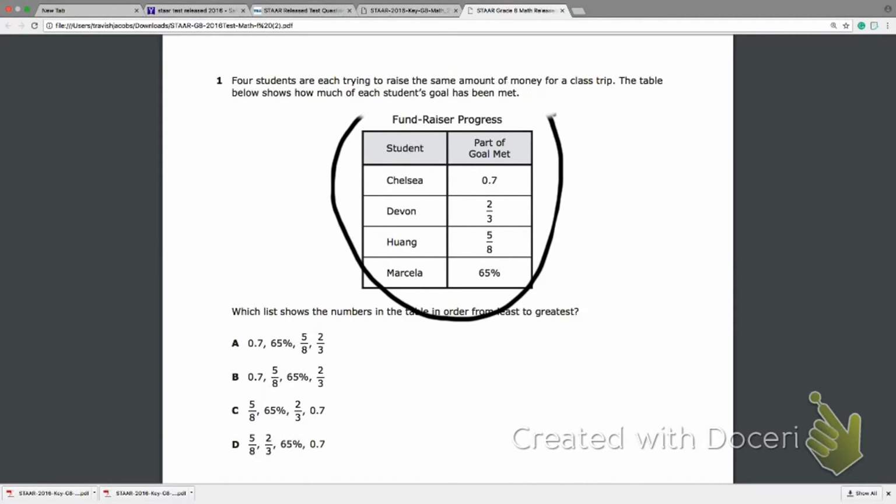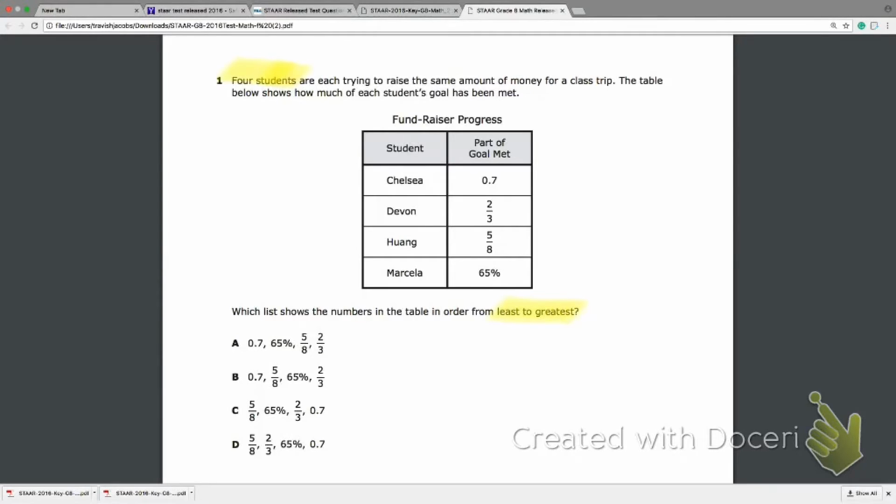It says 4 students are trying to raise the same amount of money for a class trip. The table below shows how much each student's goal has been met. This list shows the number of tables in order from least to greatest. So I'll just go ahead and highlight my important information. Alright, there's 4 students. Do we really care if they're fundraising? Not really, because when we read it down here, usually our last sentence is what they're asking.